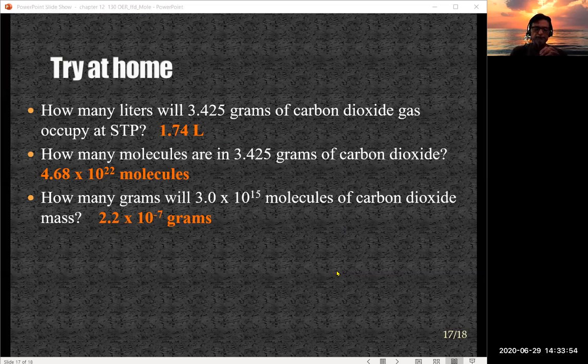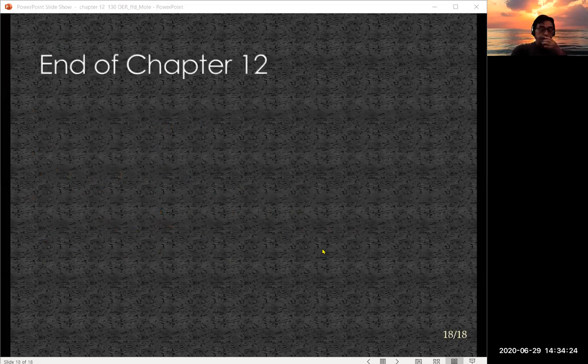And then the last one, how many grams will 3.02 times 10 to the 15 molecules of carbon dioxide mass? Okay, if you had a way to measure 3.02 times 10 to the 15 molecules, how much does it weigh? Okay, that's what they're asking. Okay, so try these at home. Your answer should be 2.2 times 10 to the negative 7 grams. Okay, which brings us to the end of chapter 12.